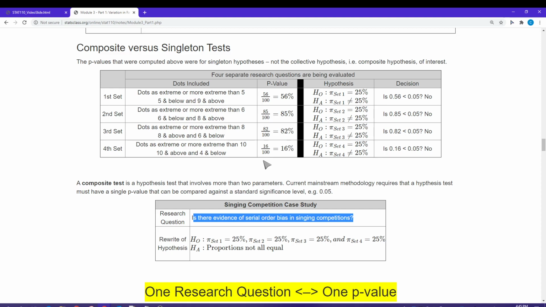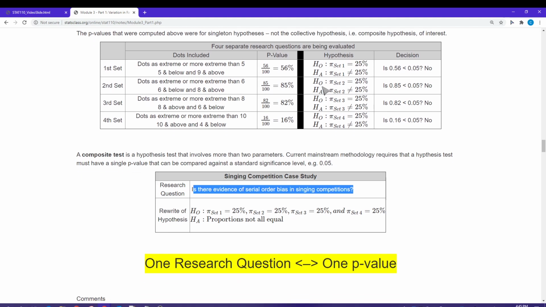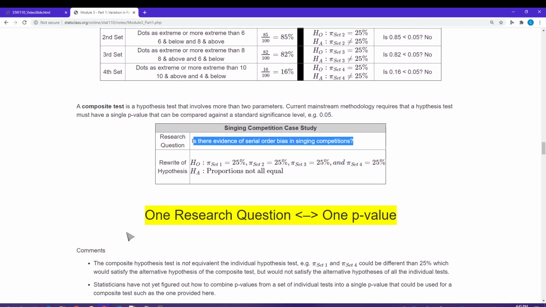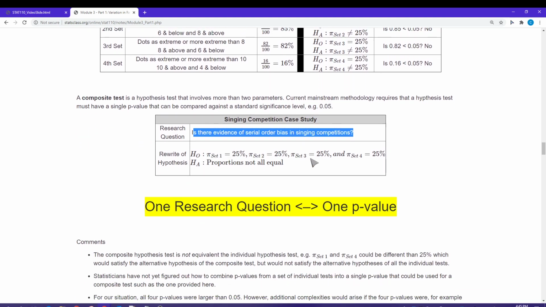There are some methods where they use the minimum of those p-values. So we would just use the 0.16 here in this case. But that has the problem of ignoring completely what the other p-values are. So that approach does not work very well. So again, statisticians have not figured out how to combine p-values from individual tests in order to provide an answer for a composite test.